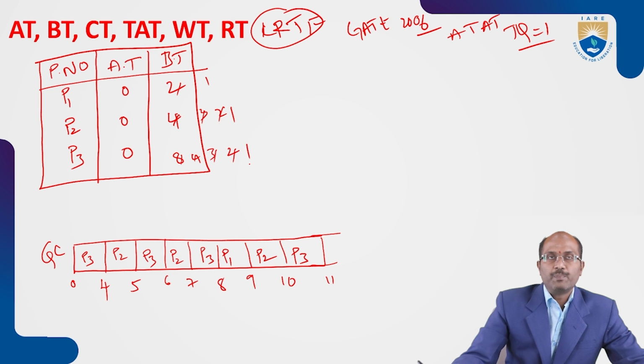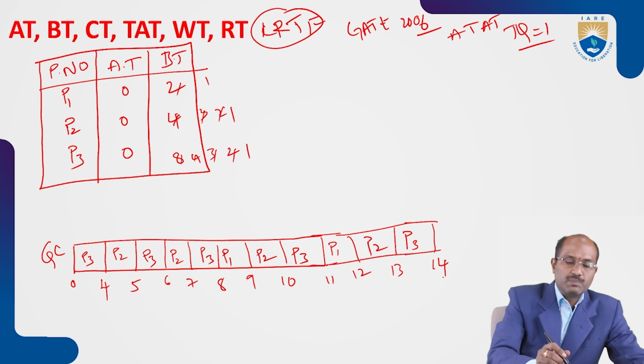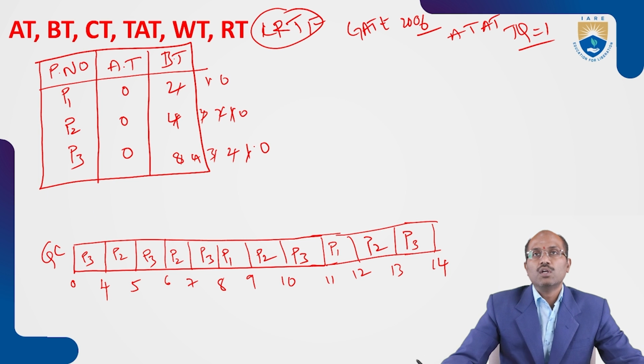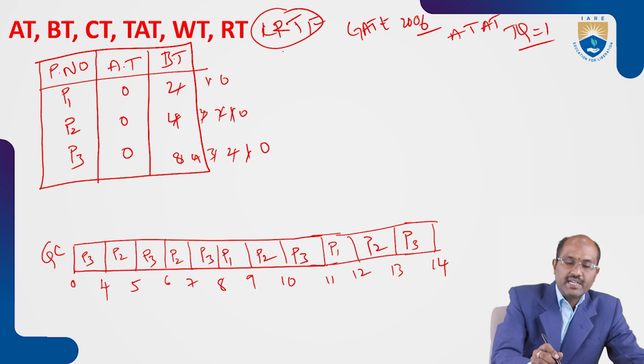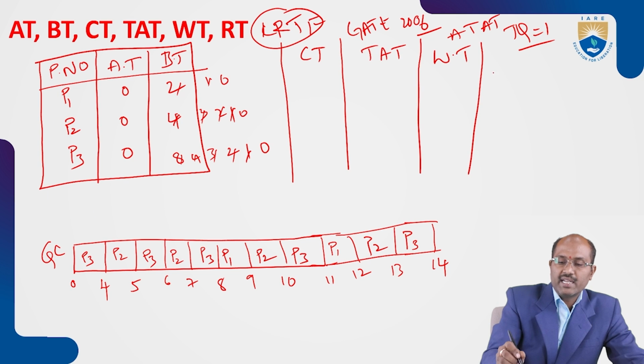So now again P1, P2, P3 execute 1 unit of time each, because it is the longest remaining time first scheduling algorithm. So it is 12, 13, 14. Up to 14 units of time, all processes become 0, 0, 0. All are completed. So now we calculate the completion time, then the turnaround time, then the waiting time, then the response time, everything.